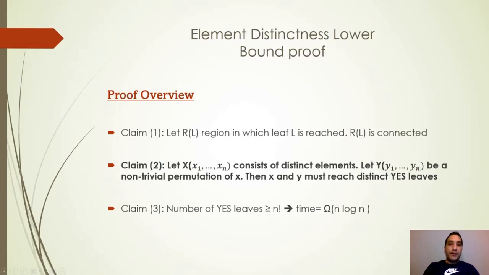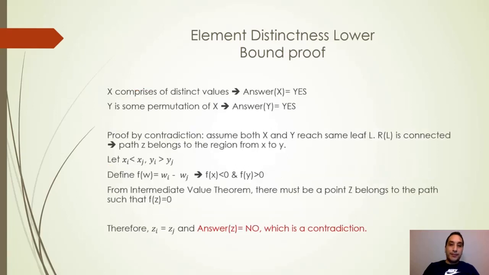Alright, so now that we have proven our first claim, let's go ahead and try to prove our second claim, which states that if we take x that consists of distinct elements and take y that is a non-trivial permutation of x, then x and y must reach distinct yes leaves. So what do we have here?